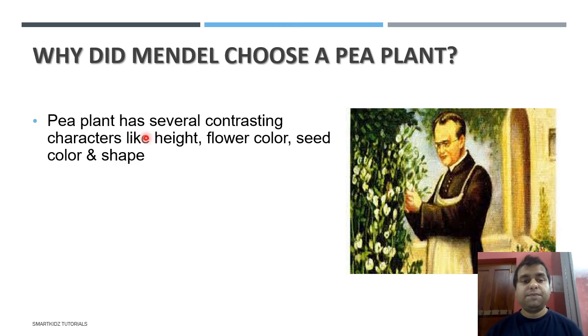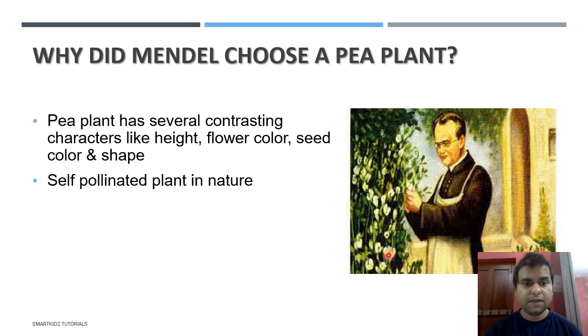Now, for example, a pea plant has several contrasting characters like height, flower color, seed color, and shape. And he began experimenting with all such characteristics. Basically, he worked with seven of them to be precise, and found out the reason for the variation in each of these characteristics. What he did was he self-pollinated this pea plant, but before that he cross-pollinated them.